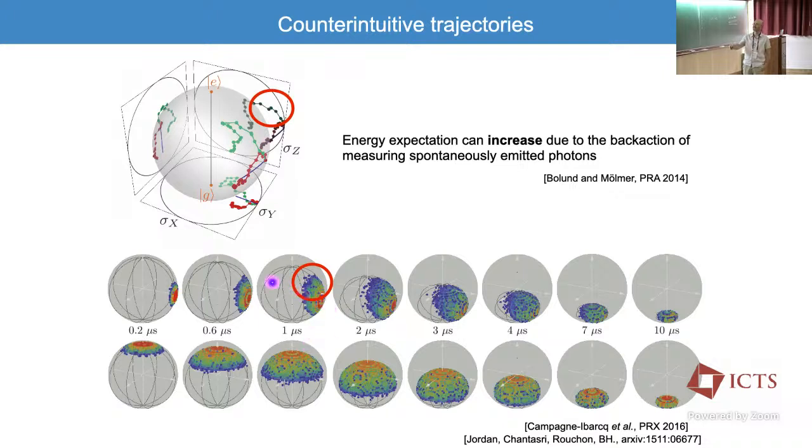This is really linked to the information update of these measurement outcomes. Despite the fact that this measurement comes from the de-excitation of a qubit, the spontaneous emission, it's possible to have energy increasing on average.